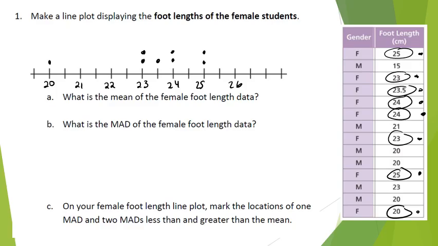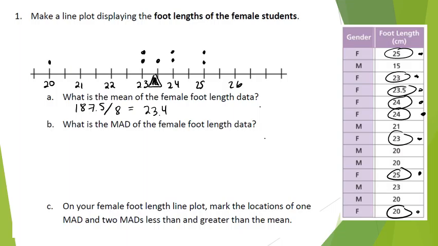Next, I'm asked to find the mean of the female foot length data. If I add up all the data values, I get a sum of 187.5. And then I have to think about how many data values I had. I have 1, 2, 3, 4, 5, 6, 7, 8 values. So I'm going to divide 187.5 by 8. And that leads me to a mean of 23 4/10 approximately. So I can even mark that in here. It's a little less than 23.5. That would be my mean.